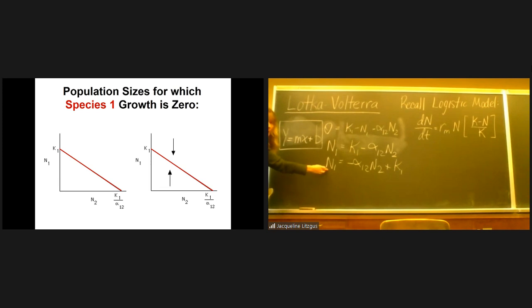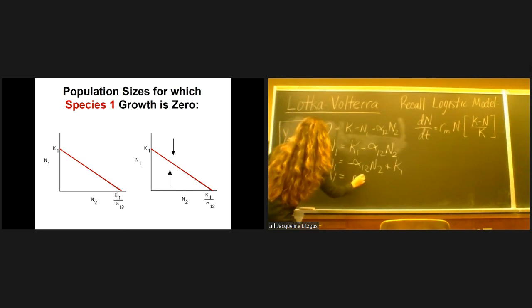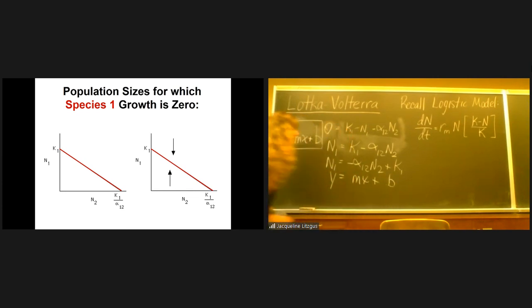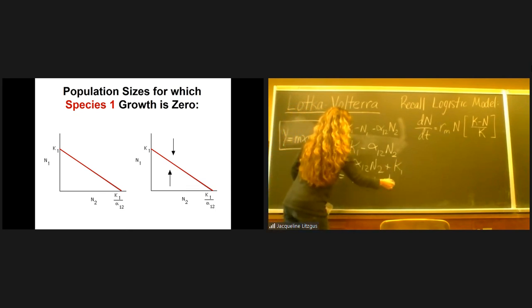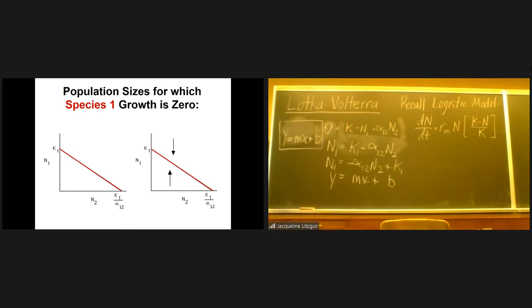N1 is on the y-axis, if you look at your graph, right? K1 is the intercept. B is the intercept, if you remember. Then M is the slope, so minus alpha 1,2 is the slope. And that makes sense. It's a negative linear line, right? And then the x is N2. So this is now in the formula of y equals mx plus b. Y is the N1 axis. The slope is minus alpha 1,2. The x is N2, and the intercept is K1. So now you have that equation for a line.